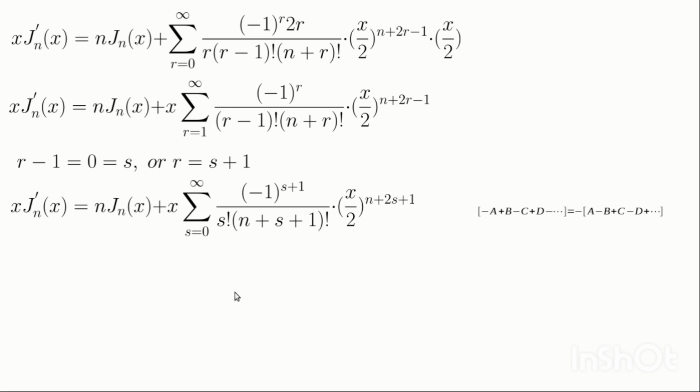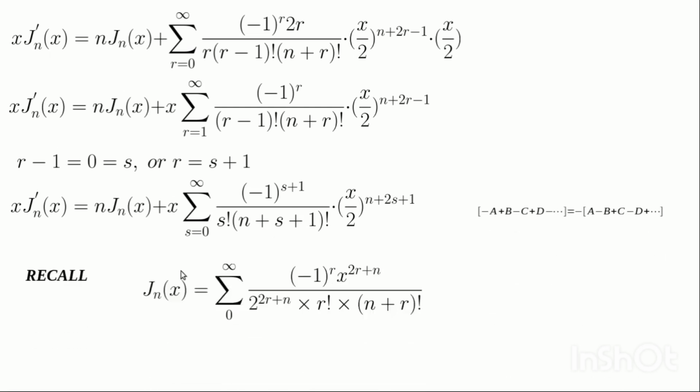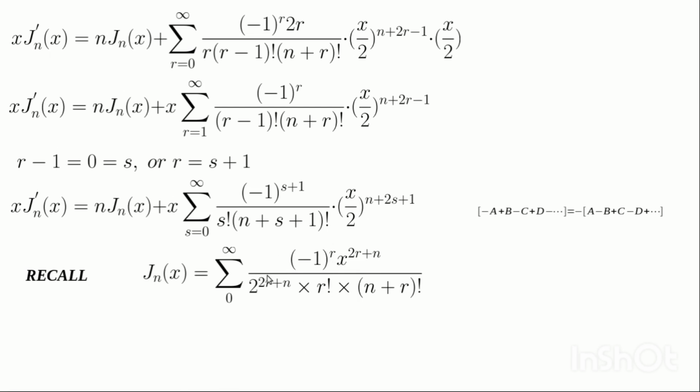So we recall that our J_n of x equal to this expression. At this point, we notice that if we compare, we have s factorial, we have r factorial. We have n plus r, we have s plus n. So our s here can act as our r here, but the difference between this and this is that we now have n plus 1. If we compare this and this, we have 2s, which is our 2r. We have n, but it is now having plus 1. So this expression here will be nothing but our J_(n plus 1) because of this extra 1.